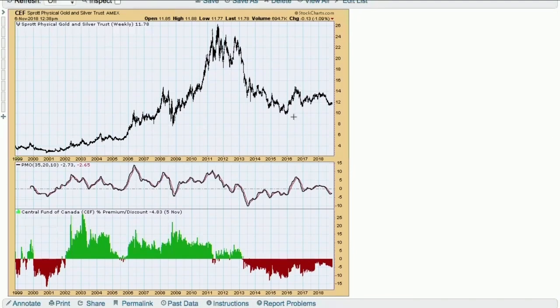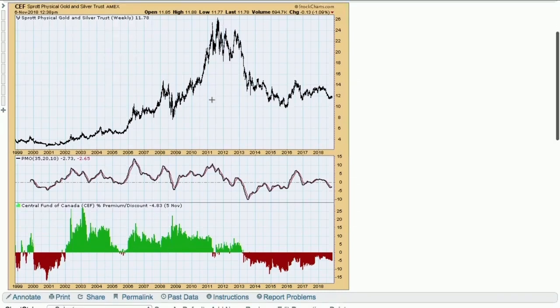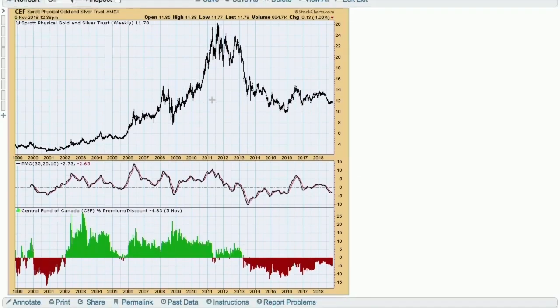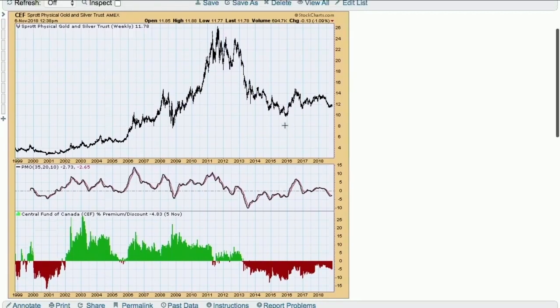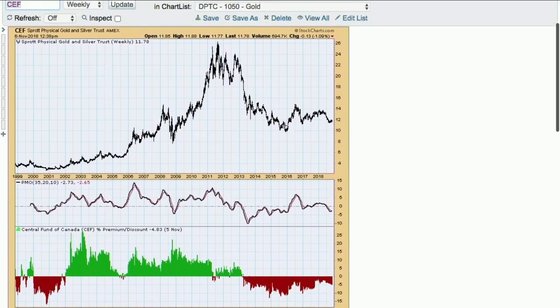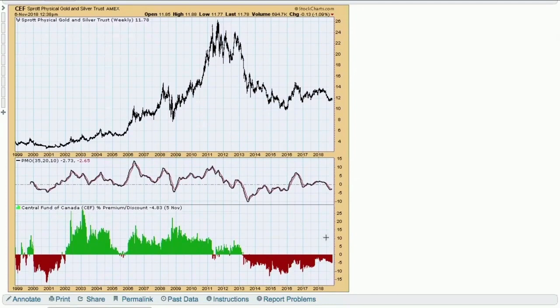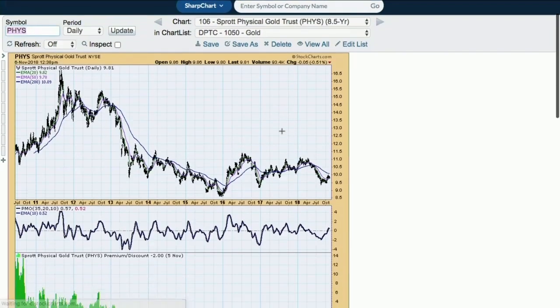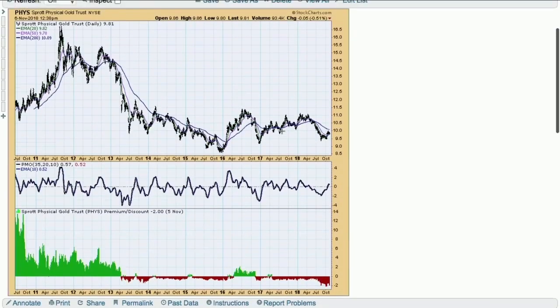And then here is the CEF. Right now, it's a gold and silver trust. I don't think we're following this one as much anymore, but it still gives you sort of the same information that we want to look for as far as the premiums and discounts. But I find that this one is a lot more handy as far as that. And this is an 8-year chart.